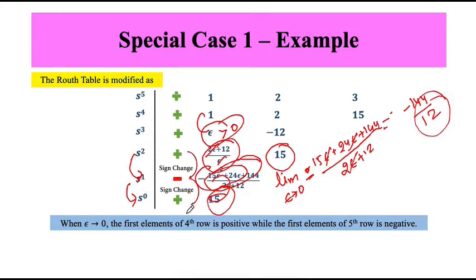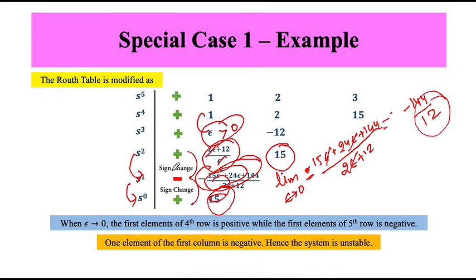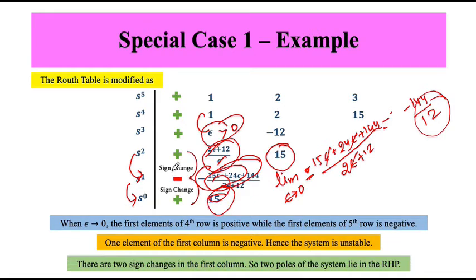So since there is one negative element here, the system is definitely unstable. And then how many sign changes are there? This is a plus sign, one sign change, again the sign changes to plus, so the system is unstable. Further, this table or this row tells me there are two poles of the system in the right half plane, corresponding to two sign changes.